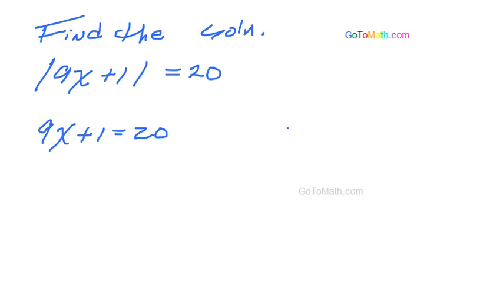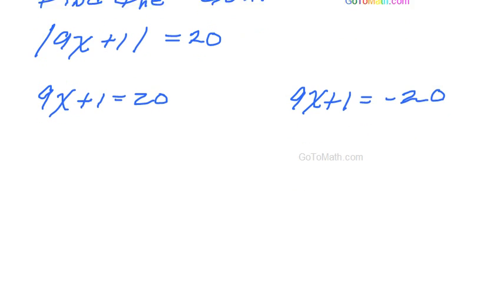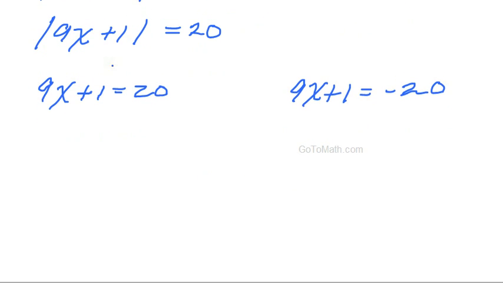But we got another equation to deal with, and that is 9x plus 1. Now remember, we dropped the absolute value bars, but then we multiplied this right hand side by -1, so that becomes -20. And now we have two equations that we need to solve for. I think we can do that.